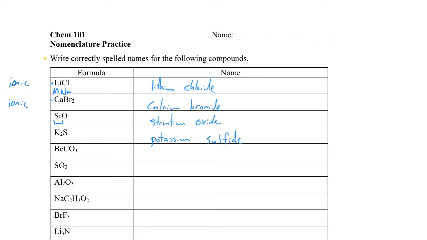Okay, so here on our next example, we have Be, which is beryllium, and then CO3. That's the first example of one where we see a polyatomic ion in the formula. And this particular polyatomic ion is called carbonate. So we would write down the name as beryllium carbonate. I'll just jot down here in the margin the carbonate ion, which is CO3 with a 2 negative charge. That's called carbonate.